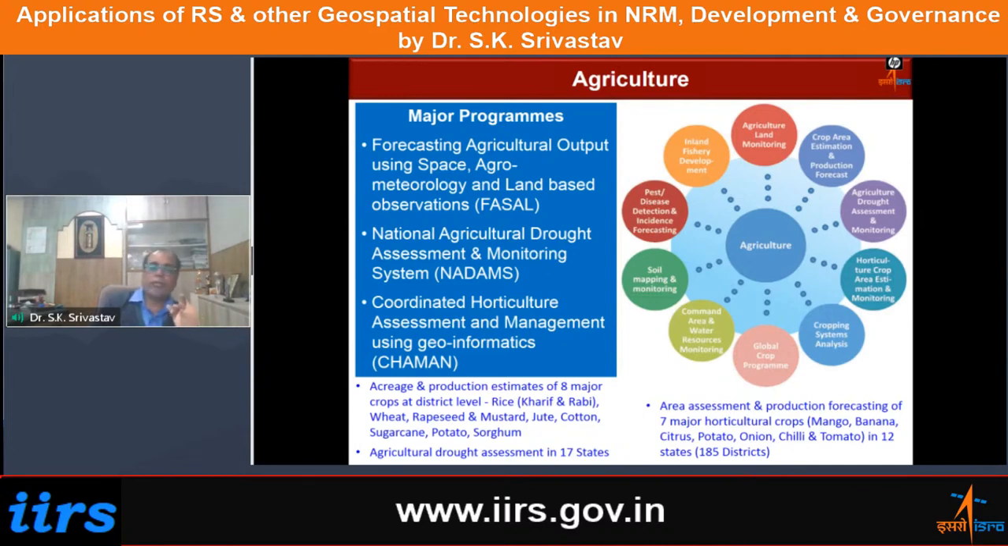And forecasting of agricultural outputs is being done for 8 major crops at district level for the entire country. These 8 major crops include rice, both in the Kharif as well as in the Rabi season, wheat, rapeseed and mustard, jute, cotton, sugarcane, potato and sorghum. These 8 major crops are monitored every year using satellite images, and how much production is going to be there for these 8 major crops before the crop is harvested.